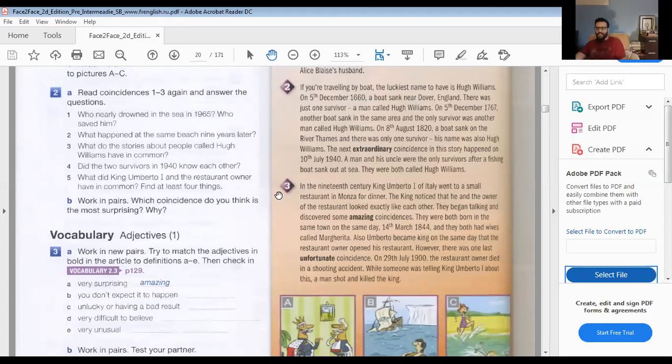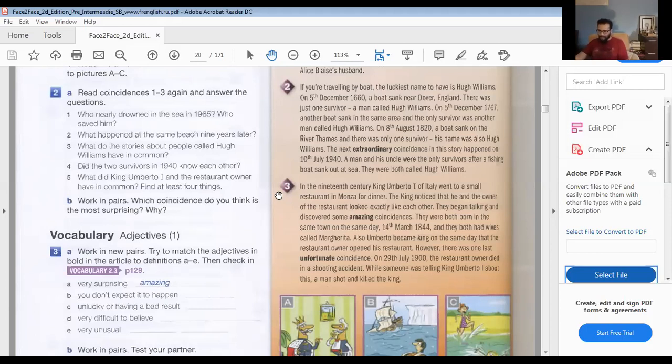Number 3, in the 19th century, King Umberto I of Italy went to a small restaurant in Monza for dinner. The king noticed that he and the owner of the restaurant looked exactly like each other. They began talking and discovered some amazing coincidences. They were both born in the same town on the same day, 14th of March 1844, and they both had wives called Margherita. Also, Umberto became king on the same day that the restaurant owner opened his restaurant.